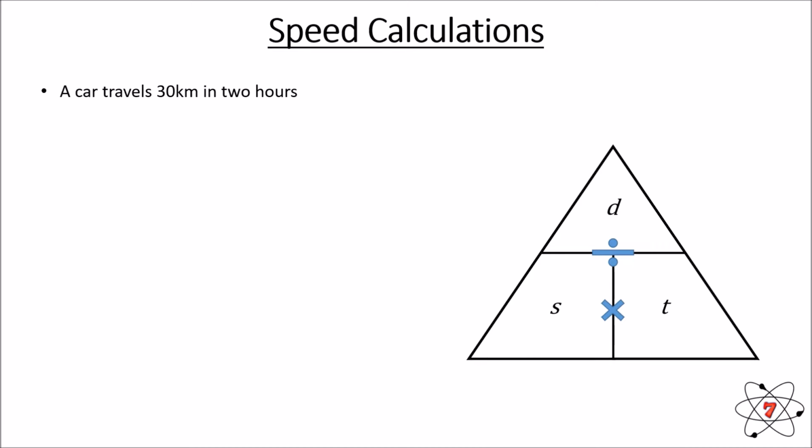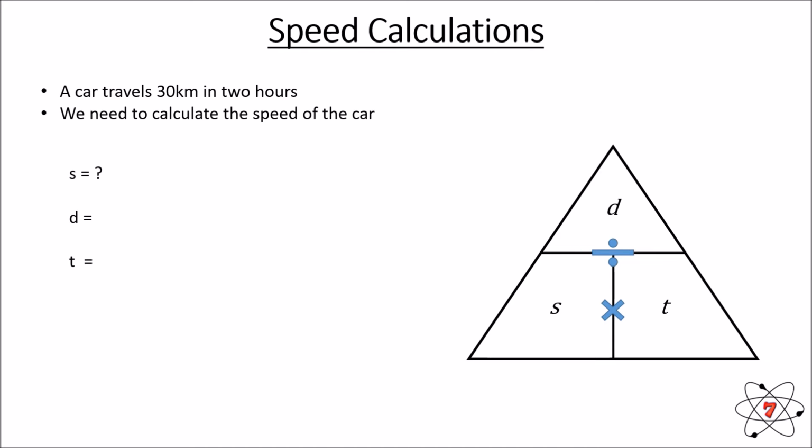So let's have a look at an example. A car travels 30 kilometers in 2 hours, and we need to calculate the speed of this car. So the first thing that we always do when we have an equation is we write down the different symbols of the components of that equation. So we have speed, distance, and time, or S, D, T.